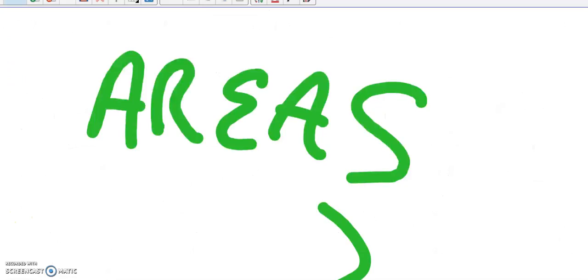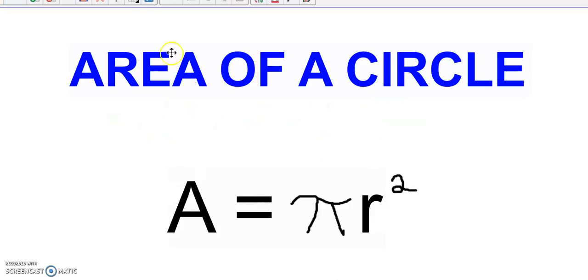So what we're talking about today are areas, and that's area of a circle, but more specifically area of a certain section of the circle that we call a sector. So we start with our area of a circle formula, and this one should look familiar. It is pi r squared. That's definitely something you've seen before. R stands for the radius, which is the length from the center to any point out on the outside of the circle. And we know pi is a number that goes on forever, but it's equal to approximately 3.14.